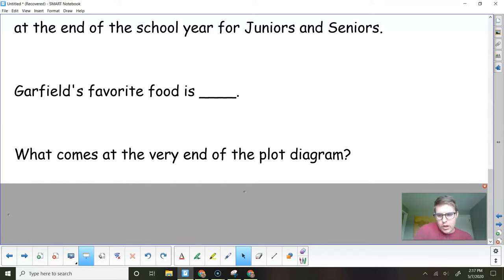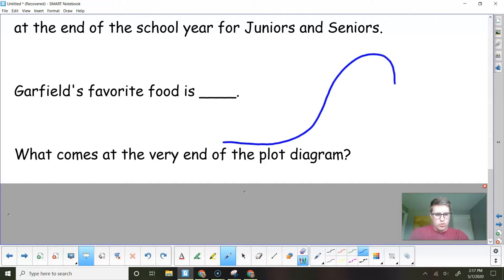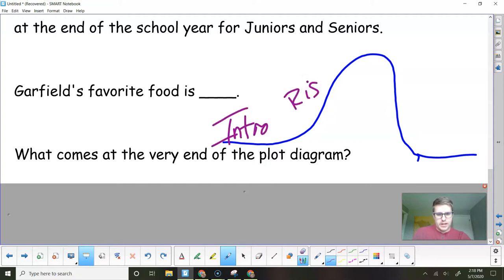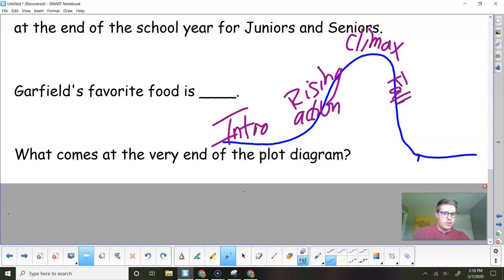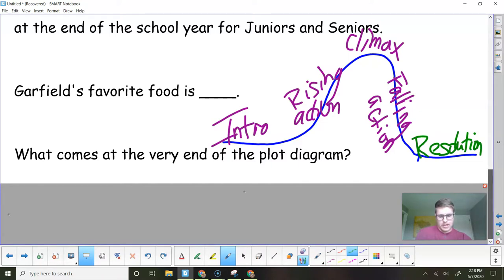All right, two more questions. What comes at the very end of the plot diagram? So let me draw it for you. It goes like this. It's like a roller coaster. Well, let's find out. We've got the introduction. We've got the rising action. The height of the story. It's called the climax. And then you've got the falling action. And the very last part, this is the answer. I'm going to draw it in green. This is the resolution. When everything gets wrapped up in the end, nice and neat.